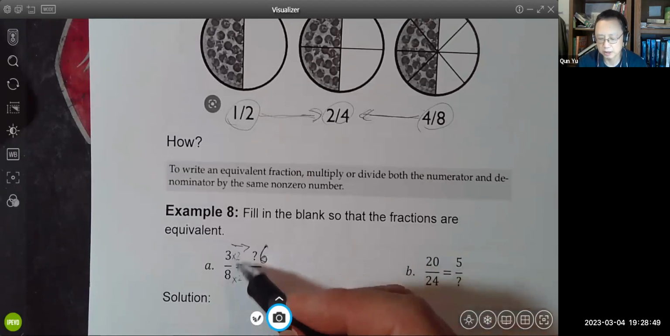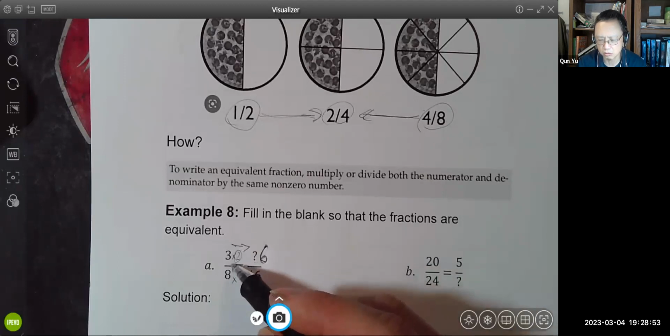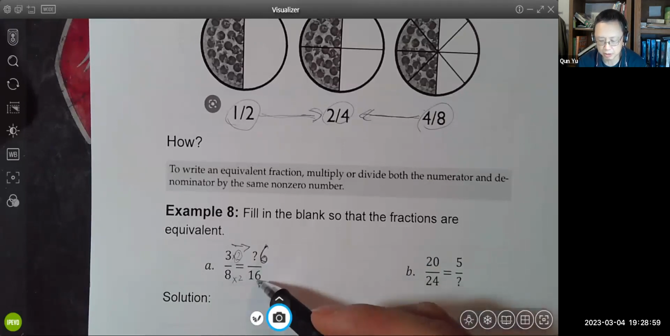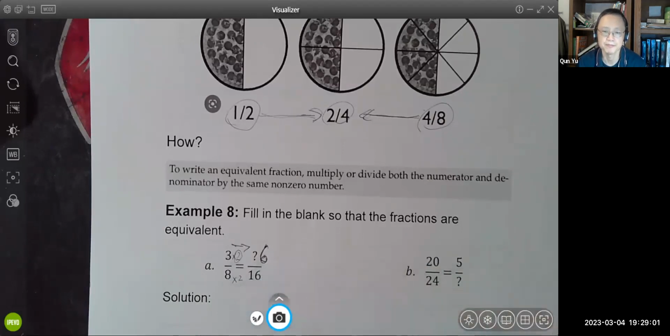Why do we have to multiply or divide both sides by the same number? Look at these two numbers. 2 over 2. 2 over 2 is 1. When you multiply by 1, you don't change the value, right? You change the numbers, you don't change the value. That's why we have to do the same number on both sides.